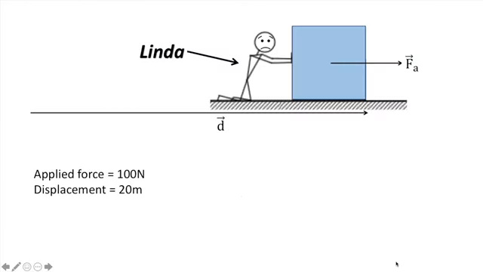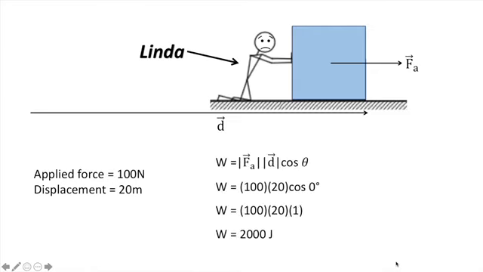For example, if we take the scenario where our super weak friend Linda surprisingly managed to exert 100 newtons of force onto this box to displace it by 20 meters, we could solve for the amount of work done by F_A by subbing in the applied force, the displacement, and the angle 0, because the force and its associated displacement are parallel to each other, showing us that the total work done by F_A was 2,000 joules.